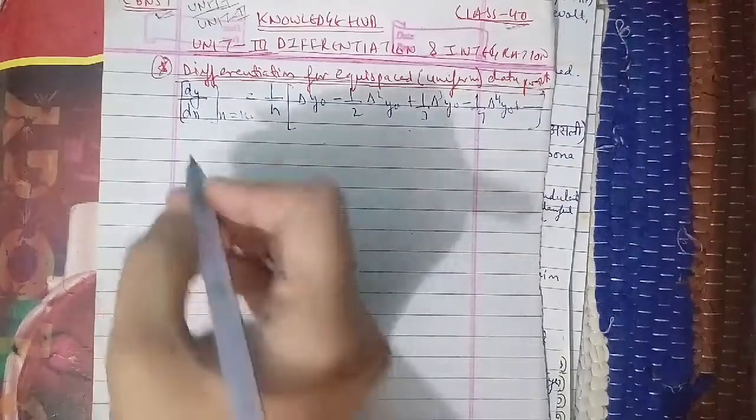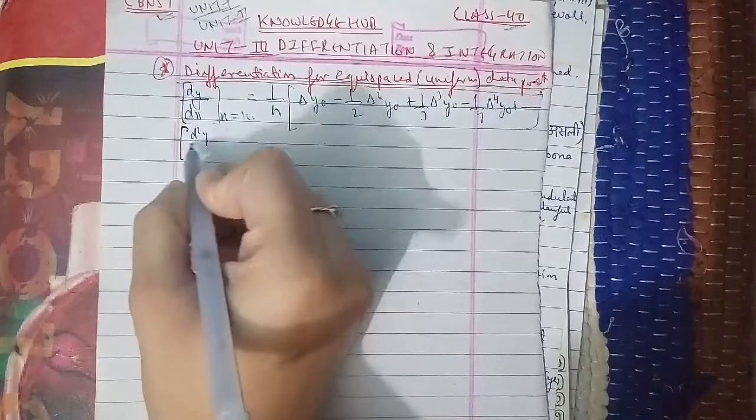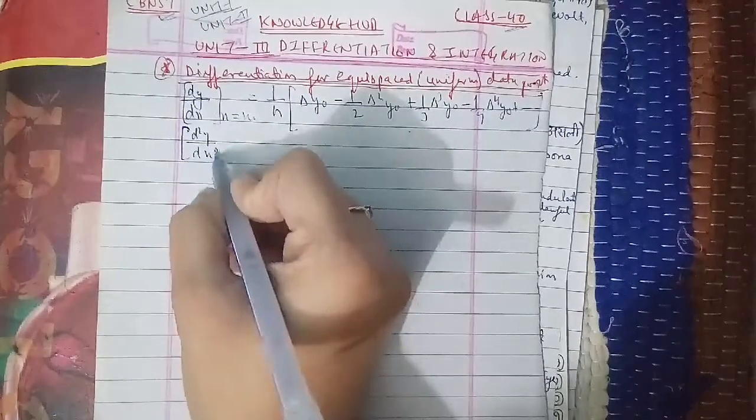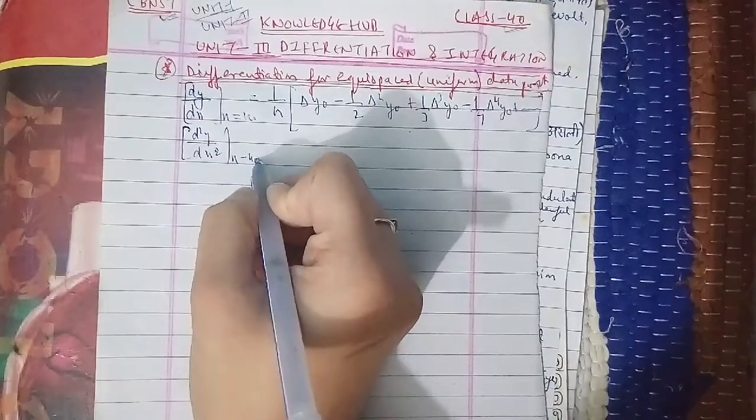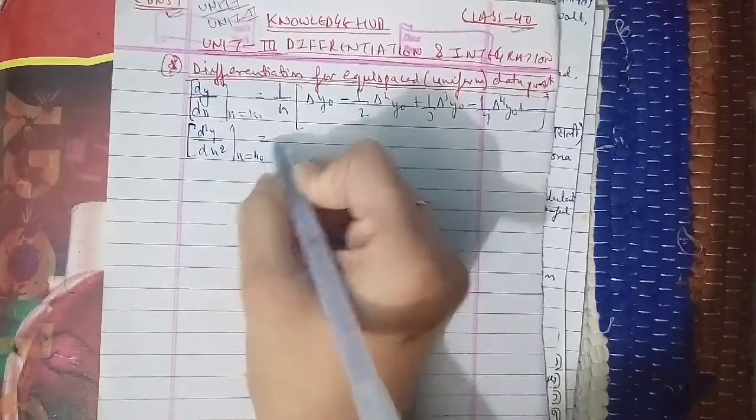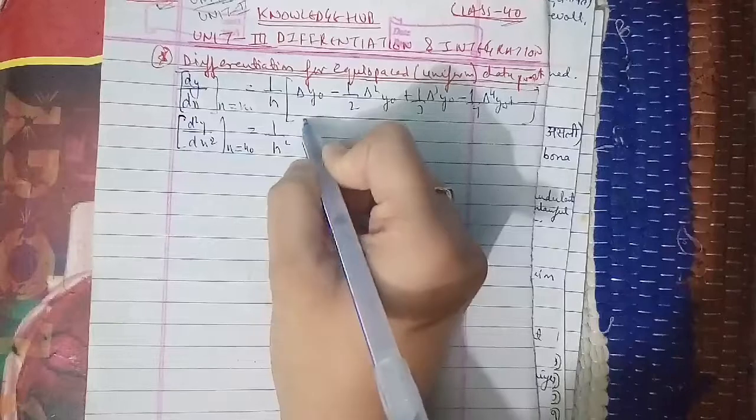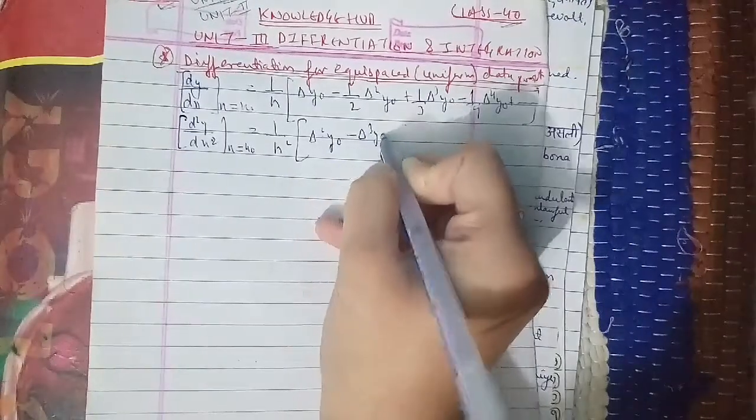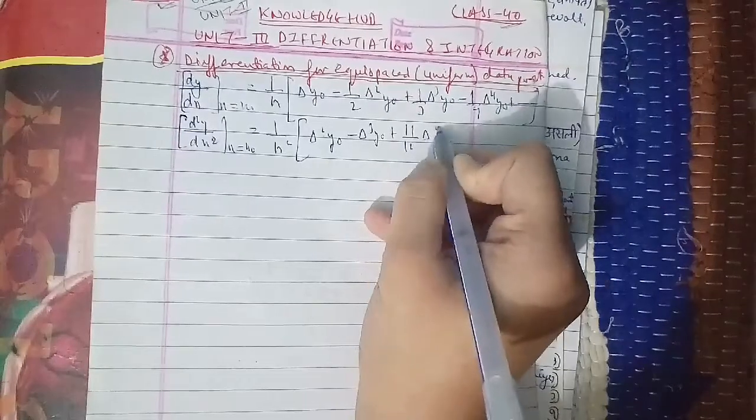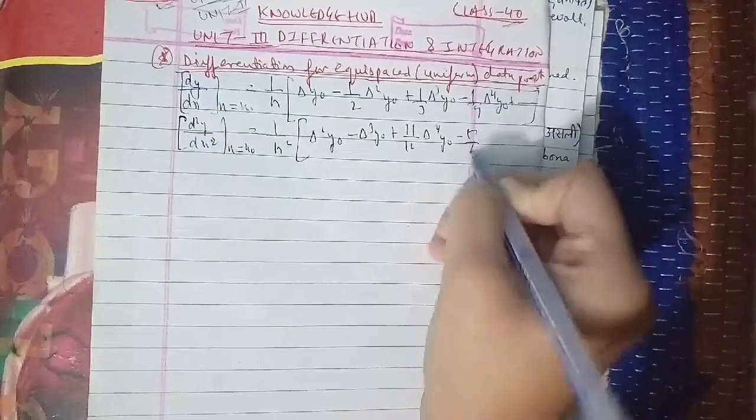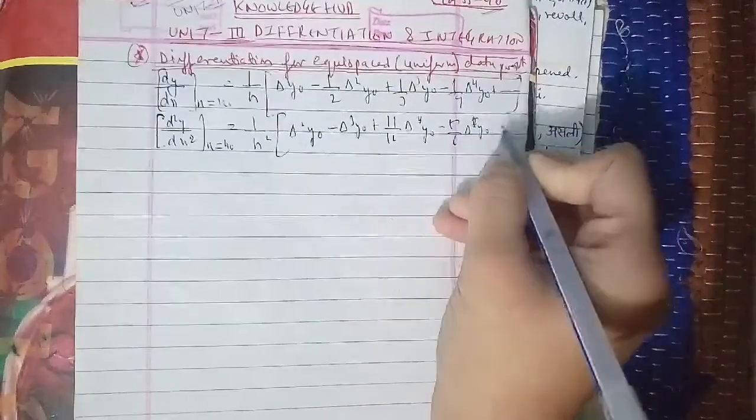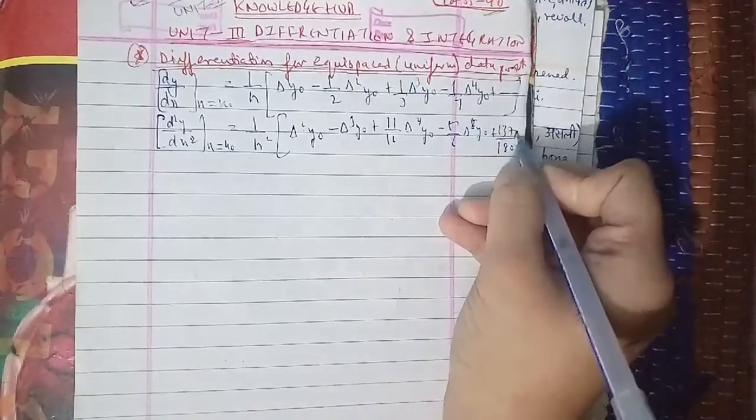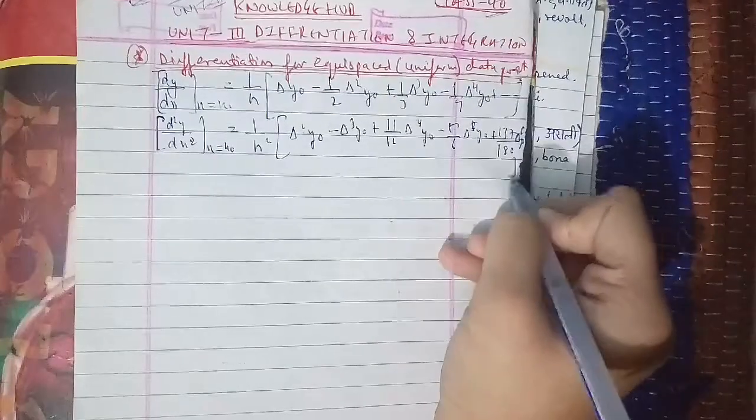Now for d squared y/dx squared at x equals x0, it equals 1/h squared, bracket, delta squared y0 minus delta cubed y0 plus 11/12 delta to the power 4 y0 minus 5/6 delta to the power 5 y0 plus 137/180 delta to the power 6 y0 plus, till where we end up.